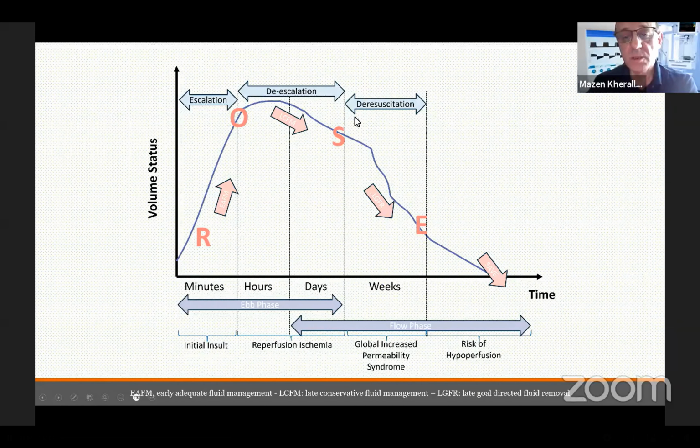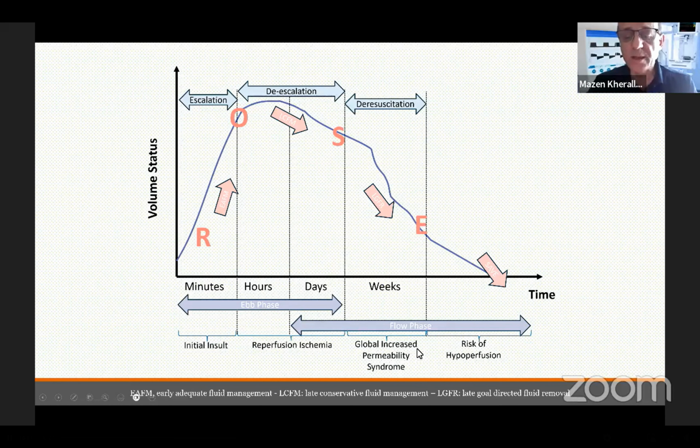Now, in the evacuation with the de-resuscitation, this is when we aim for negative fluid balance, and this would be late goal-directed fluid removal. And I want you to know that in terms of the flow of the blood to the organs, in the first few days, from minutes, hours to the first 48 hours, we're in the ebb phase of the flow. And then we transition from the ebb phase into the flow phase. That will actually put some risk on our organs in terms of the first few minutes, hours. It would be the initial insult and the hyperperfusion. Then when we start reperfusing, we're going to have reperfusion ischemia on the different organs.